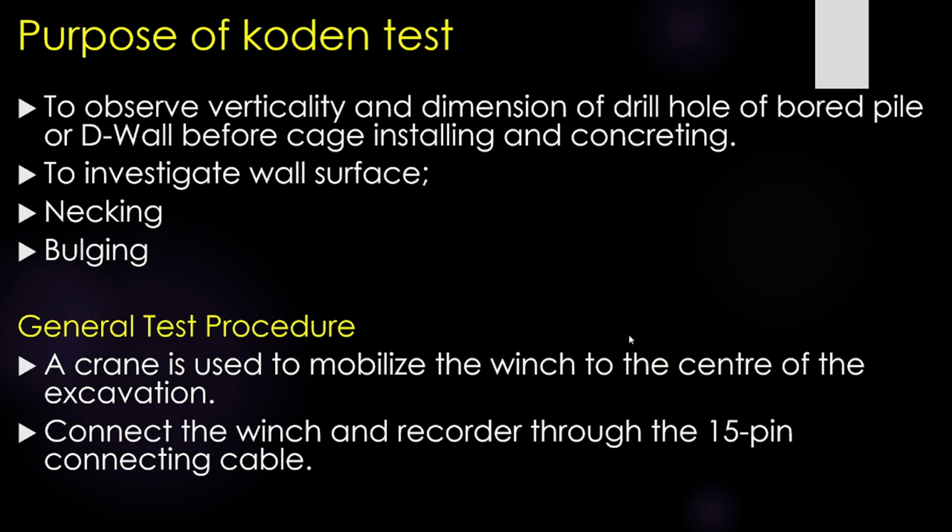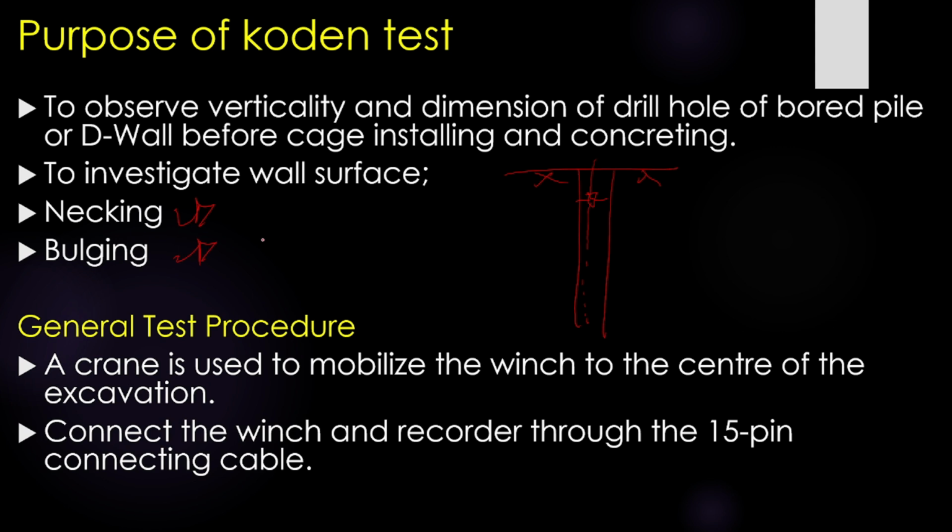So the steps are obviously listed here. The purpose is to observe verticality and the dimension of the drill hole of the bored pile, and also to investigate the wall surface, and to check if there will be necking or bulging out of this pile below the depths of the ground. So what we need to do is insert an ultrasonic instrument until the bottom of the pile, so that it can tell us how the side of the wall is shaped.